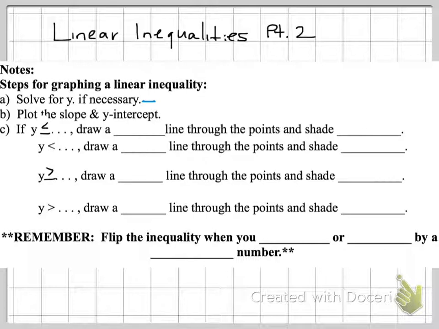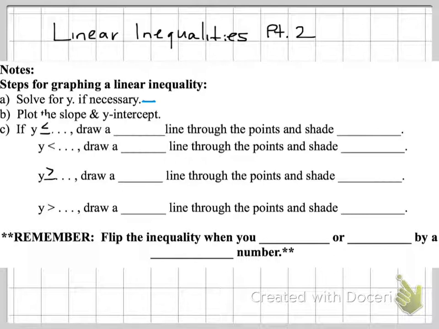Okay. Next, we're obviously going to plot the slope and the y-intercept. Once you plot the y-intercept, you start from that point, and then you do your rise over run to get another point, and then do your rise over run again to get another point in order to get 3 good points to draw your line.